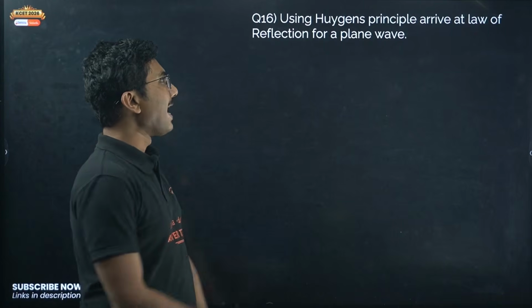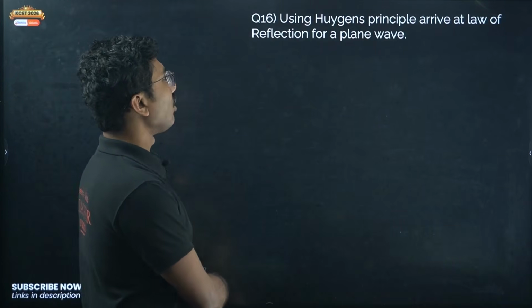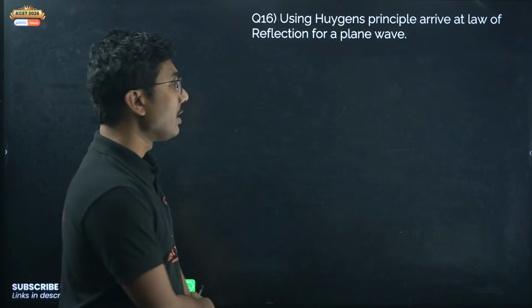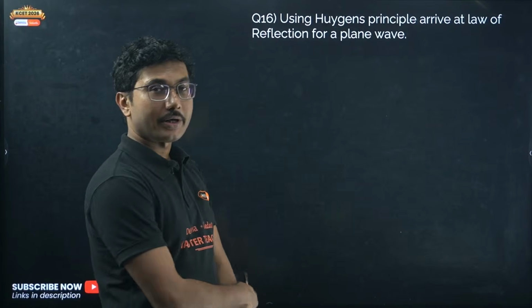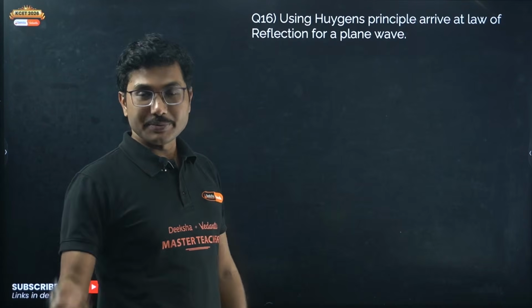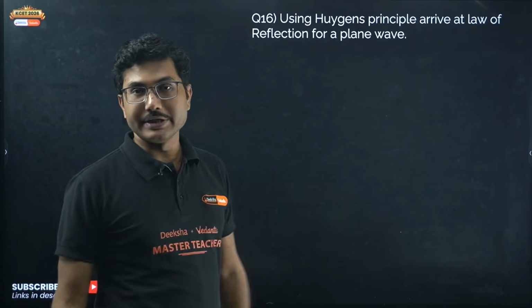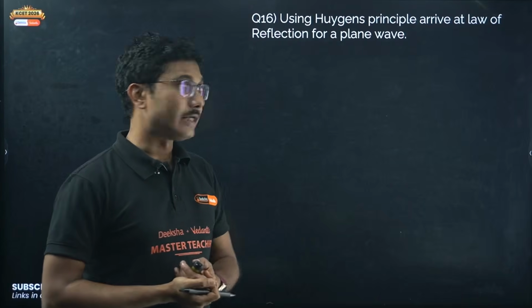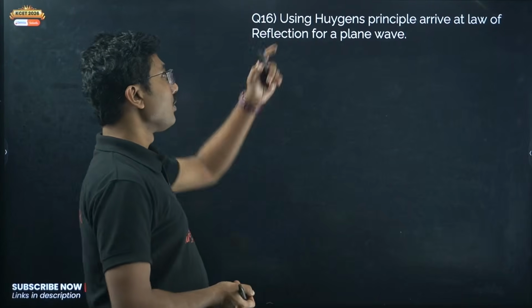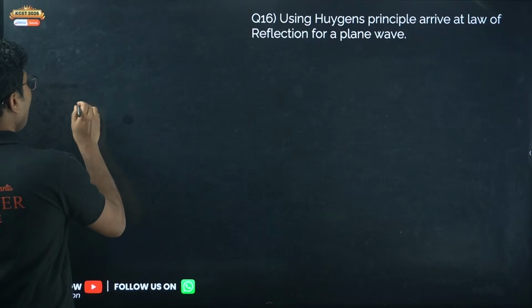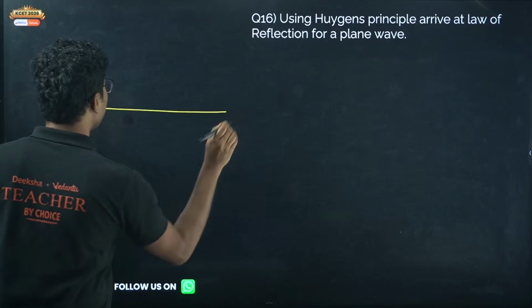Next, using Huygens principle, arrive at the law of reflection for a plane wave. Now, Huygens principle is very important. You have to state Huygens principle again in this 2-3 marker question series. I have explained Huygens principle, you can check that out. So, using Huygens principle, the law of reflection. So how to do that?